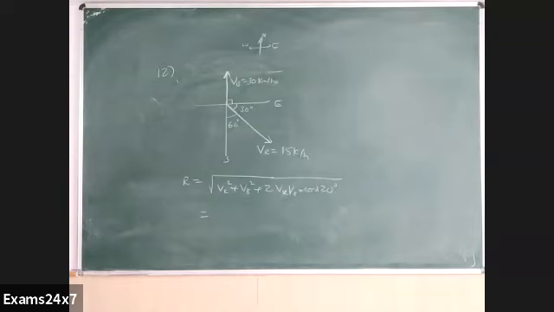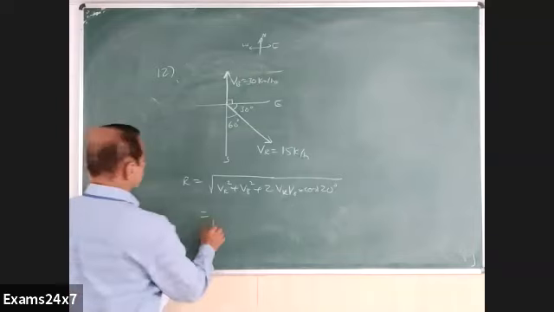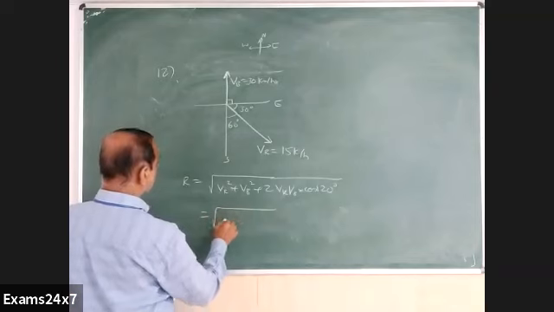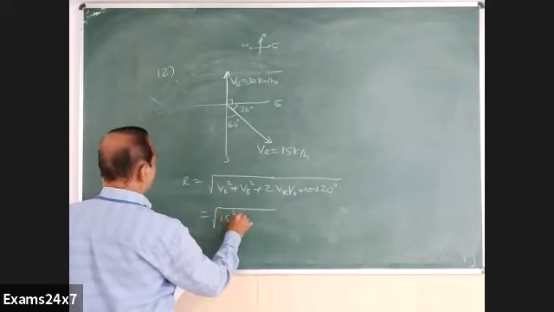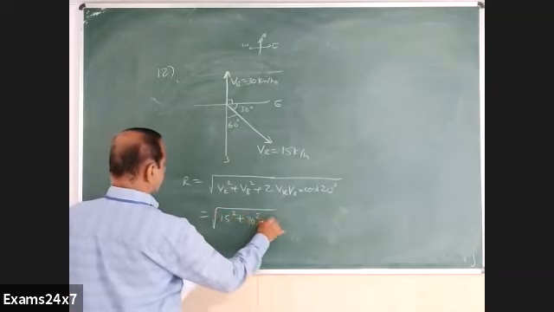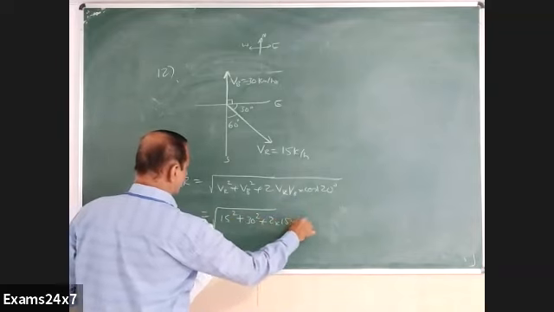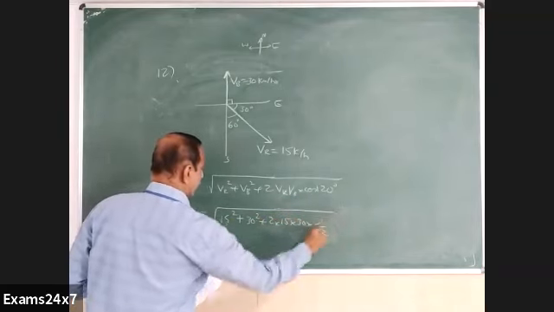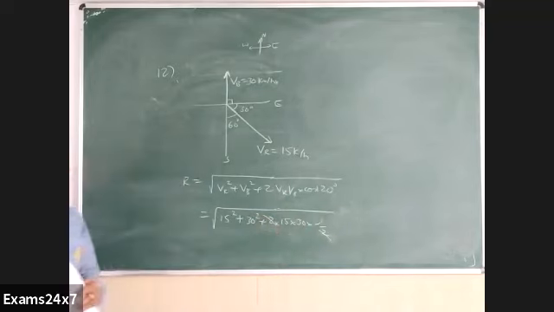Root of 1400, I don't think. Root of V R square is 15 square, 225, plus 30 square, plus 2 into 15 into 30 into minus half. So that is subtracted, the third part. Don't forget that, cos 120 is negative.